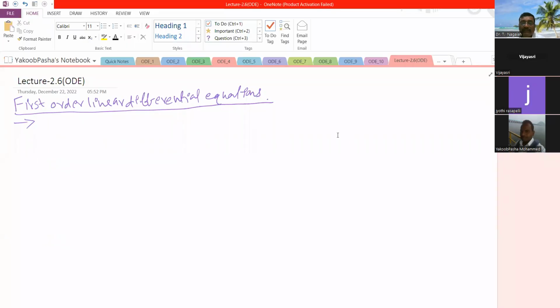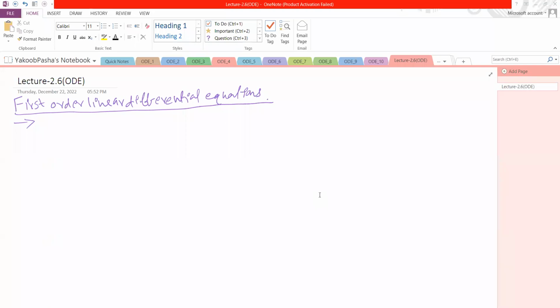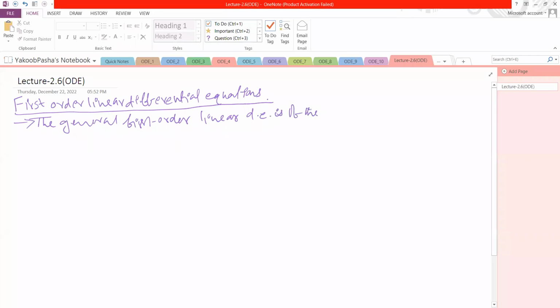We will discuss the first order linear differential equations. The general first order linear differential equation is of the form dy by dx plus p into y is equal to q.